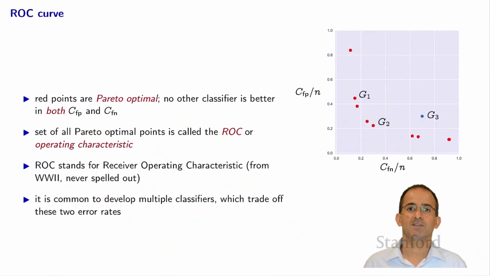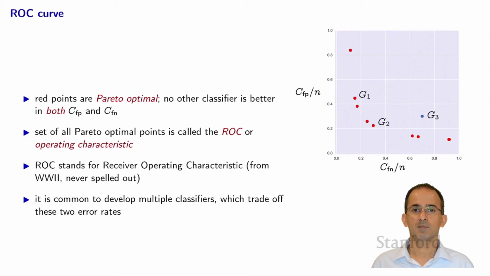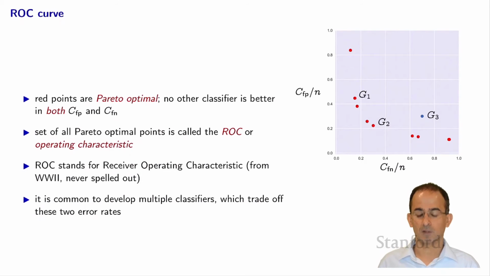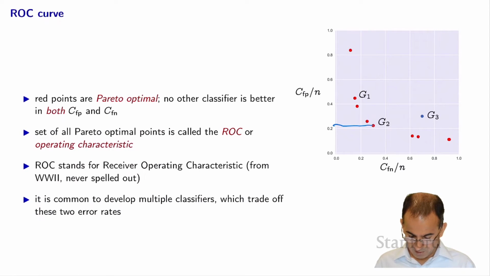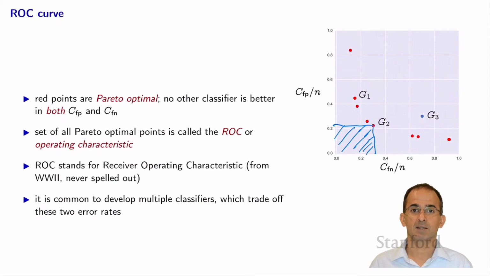So when you look at a classifier on this plot, the important classifiers are those for which there is nothing better in both false positive and false negative. So if I look at a particular classifier and say, let's look at G2, and then if I draw here the region of the plane consisting of values for the false positive and the false negative rate which are better than those achieved by G2, if there's no classifier in that region, then it's a good classifier.